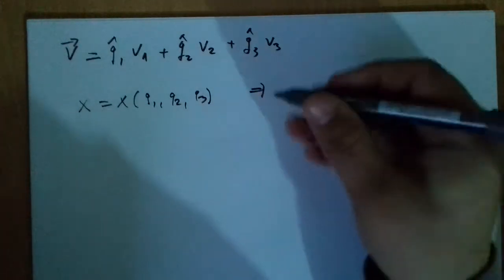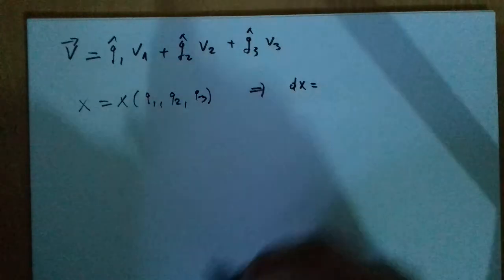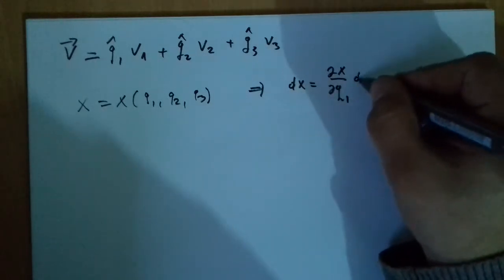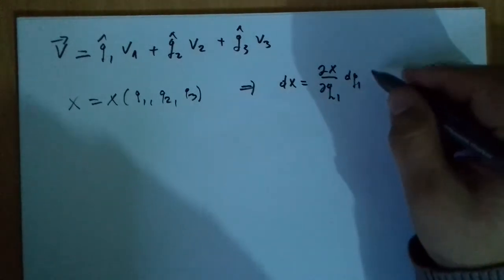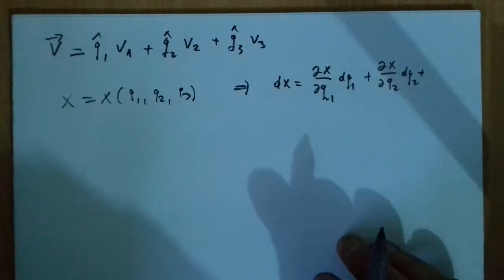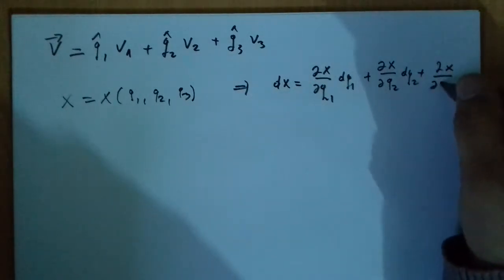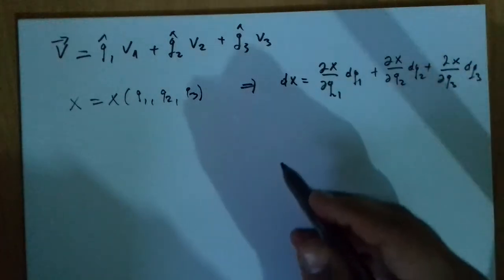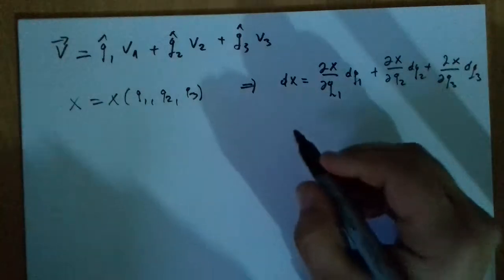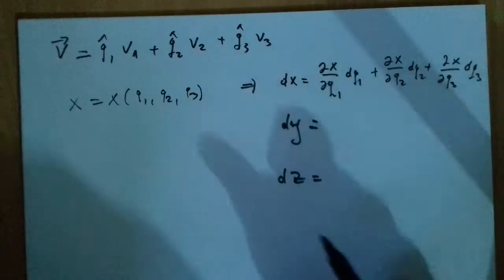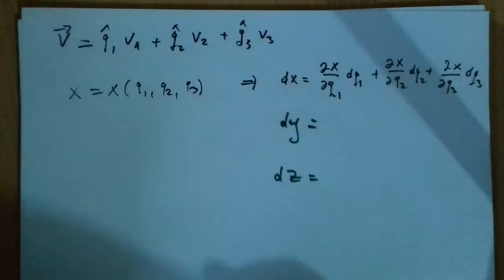So the total differential would be dx, which is partial of x partial of q1 dq1, plus partial of x partial of q2 dq2, plus partial of x partial of q3 dq3. So we can write the same thing for dy and dz. So the same thing, partial of y partial of q1, q2, and q3, of course.